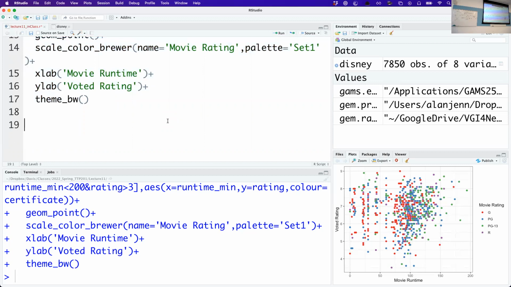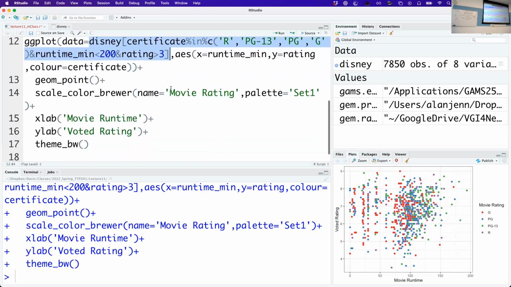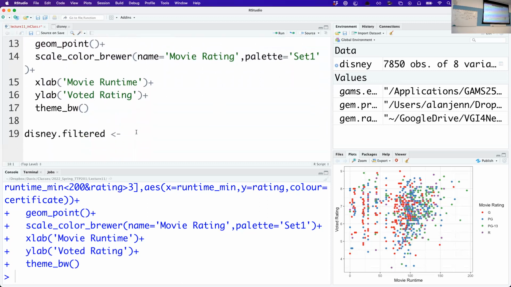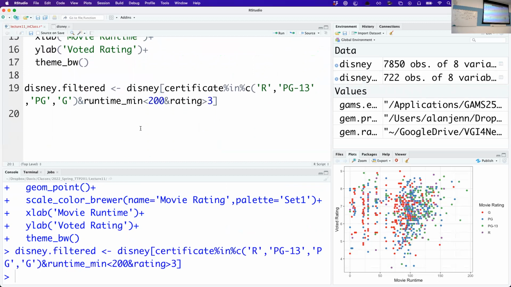So let's create a new data table, which I'm going to call Disney filtered. And that's just going to be this guy here. I'm just going to copy and paste that from the ggplot. Great. We'll also notice that Disney filtered has quite a bit fewer number of observations. We went down from about 7,850 down to 722.